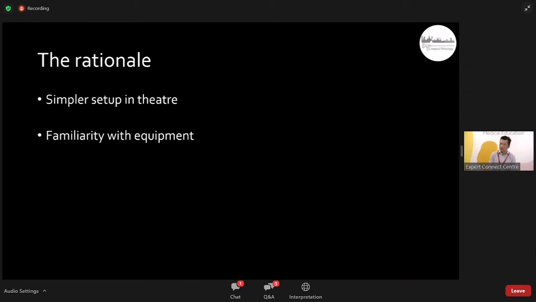So I came across using COBALTION in my HHT patients probably by accident about 3 years ago. It was partly because it was simpler to set it up. We almost always have COBALTION in our rhinology day case theater, rather than having to bring in the laser and set it up. It was very familiar to our theater staff, and it was an easy transition because we didn't have to bring in new equipment. It just enhanced theater flow.